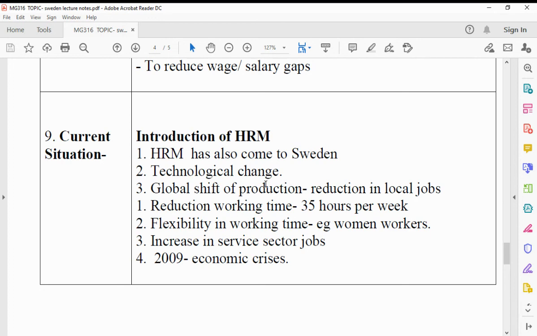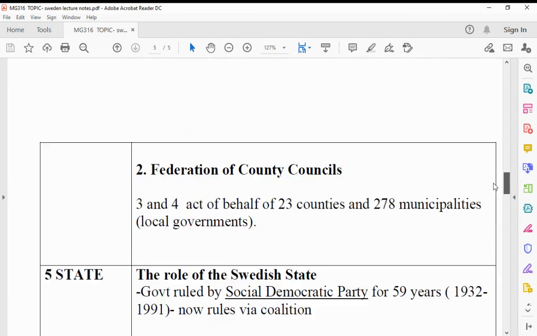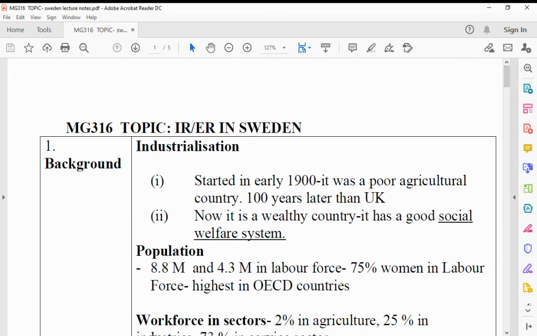Reduction in jobs, flexible working hours, remote working, and these are worldwide trends, not just present in Sweden. Pick any country, all the countries that we have studied, this is coming in. The workers are now working from home. Work from home is now getting more common. All right, so this concludes employment relations in Sweden.